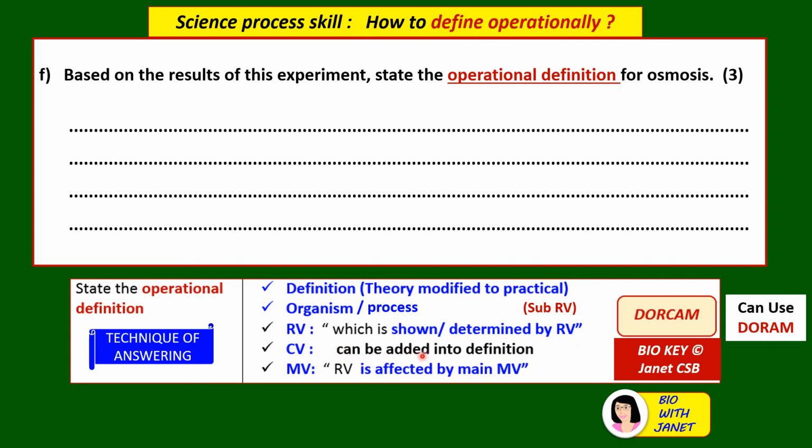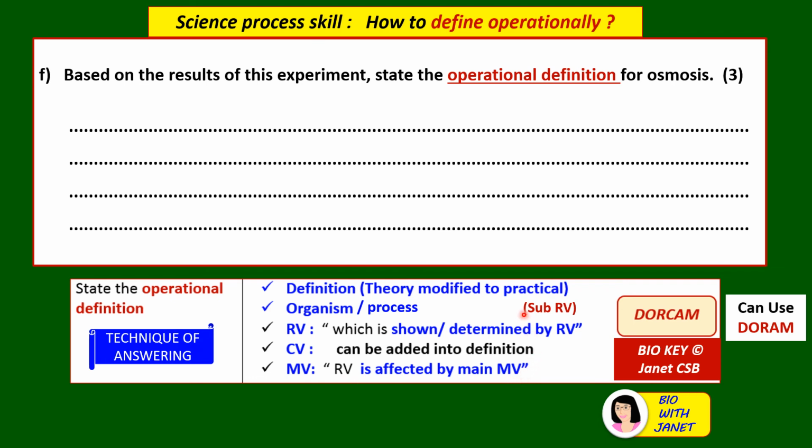Now, CV can also be added into the definition, although it is not really counted yet as a part of the definition in the marking, but it may be in future, all right? So anyway, it's more complete to add in the CV, just a short phrase. And then MV: we said the RV is affected by the MV. In this case, the MV is the concentration of sucrose solutions. So you can write that it is affected by the concentration of sucrose solutions, right?